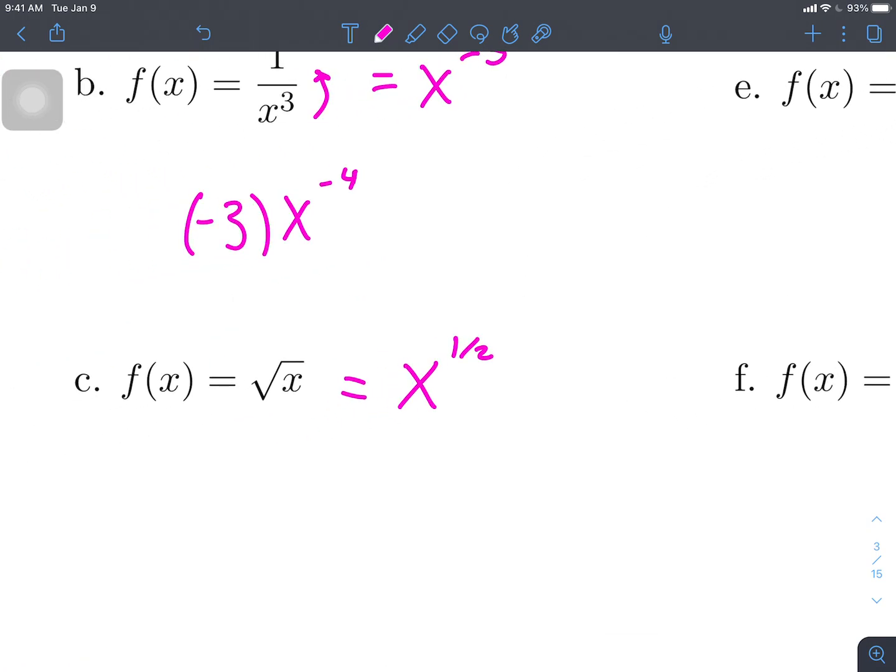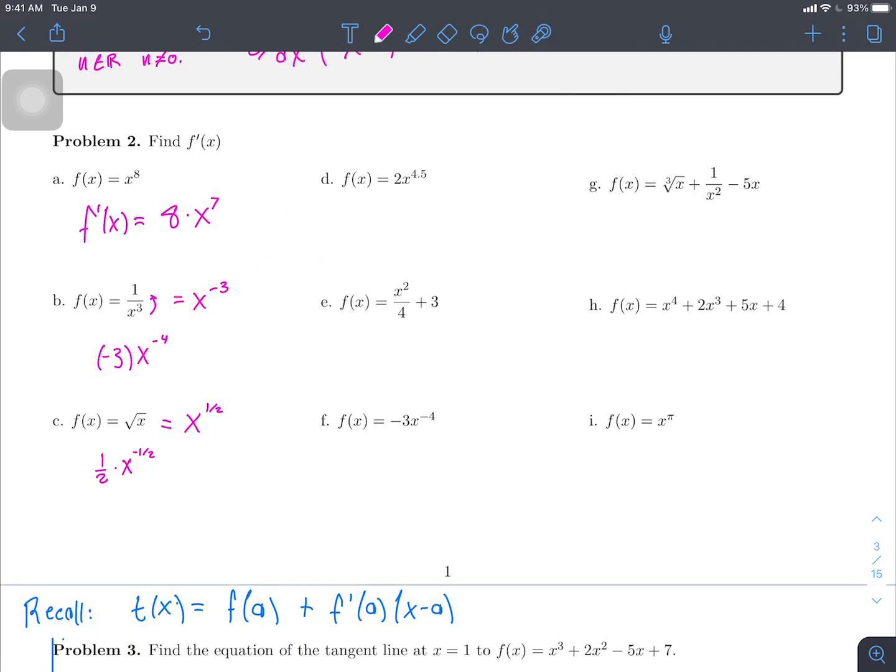We want to use the power rule, so we know we should do what? Multiply by the old power, and then decrease the power by 1. So what should the new power be? Negative 1/2. Good. 1/2 minus 1 is negative 1/2.